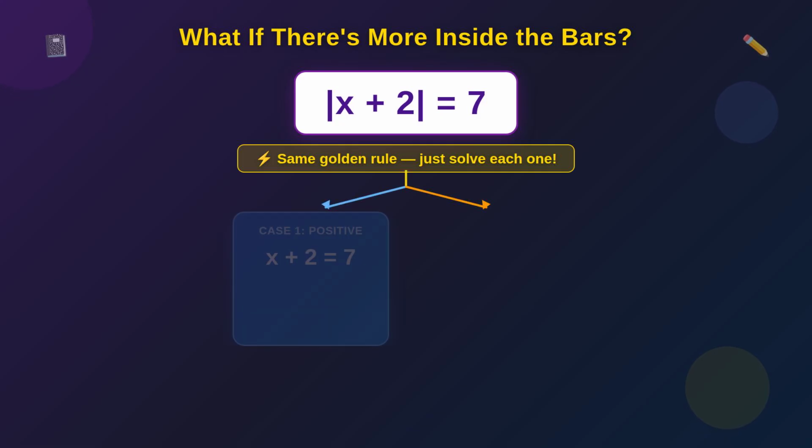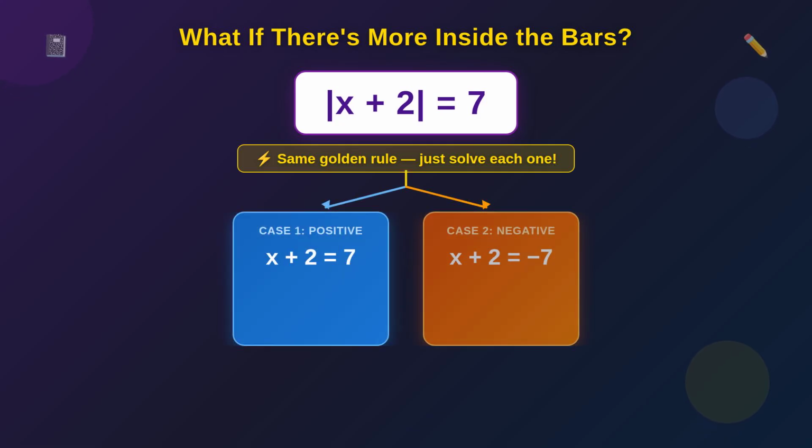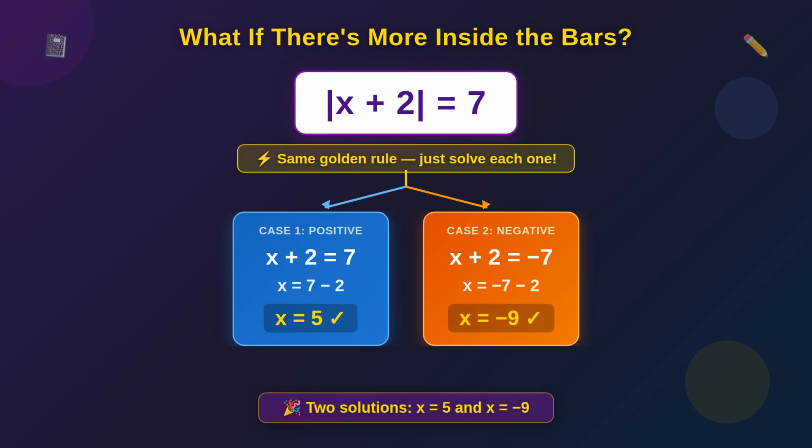The absolute value of x plus 2 equals 7. Now there's an expression inside the absolute value bars, not just x by itself. Does our golden rule still work? Absolutely, pun intended. We still split into 2 cases. Whatever is inside the bars equals +7, or whatever is inside the bars equals -7. Then we just solve each equation like normal. Let's see how Maya tackles this one.